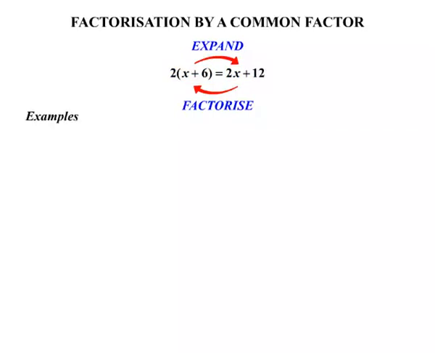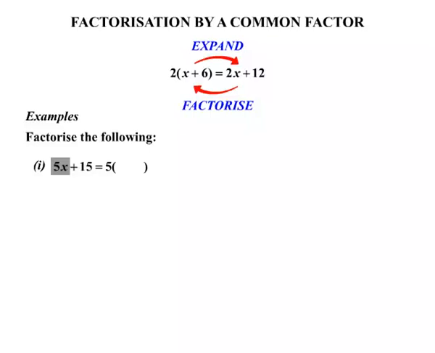Let's look at some examples. We're asked to factorize the following. Firstly, 5x plus 15. Now what we need to look at there is, is there a factor, is there a number that goes into both terms? Well, hopefully you can see that 5 is the number that would go into both. So we take 5 outside of the brackets.